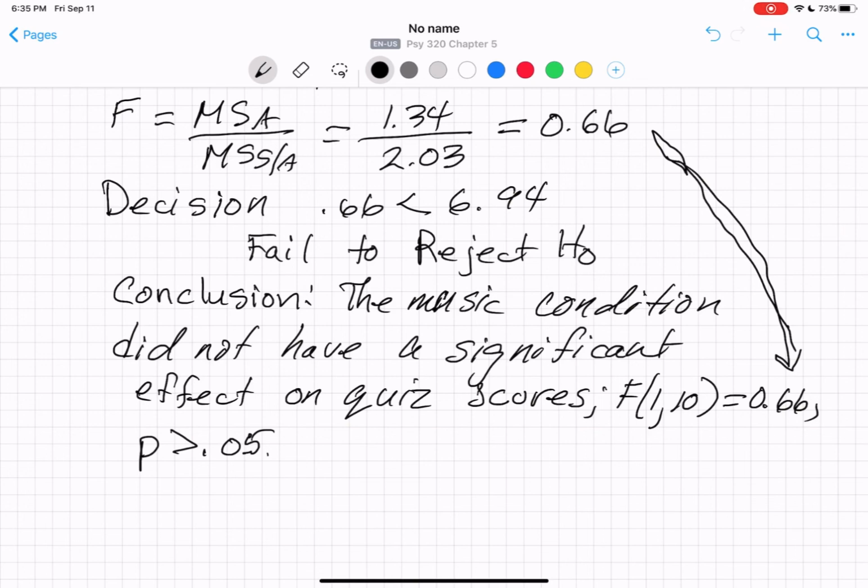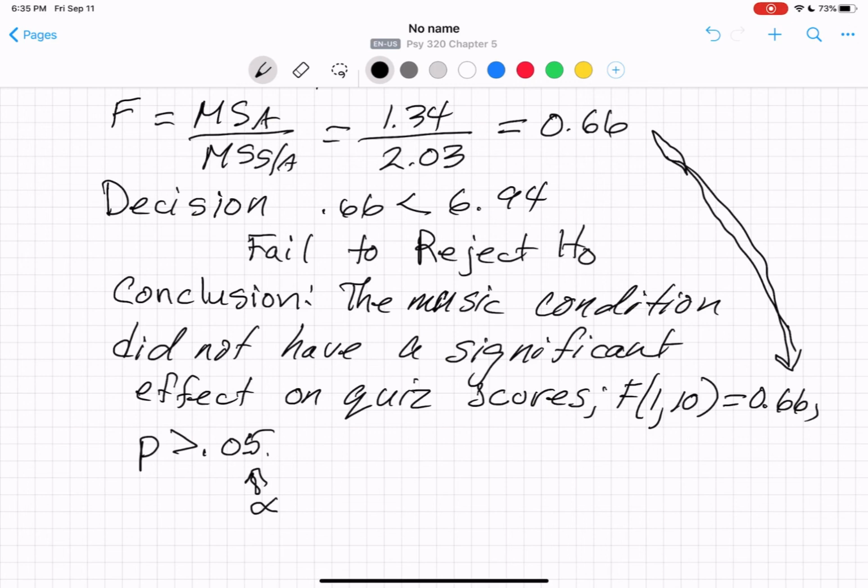This P greater than is because we failed to reject the null hypothesis. It's saying the probability that you would get an F value of 0.66 when the null hypothesis is true is greater than 0.05. It's very likely. So because of that, we are not going to reject the null hypothesis. And just a reminder, that's your alpha, okay, from the problem.